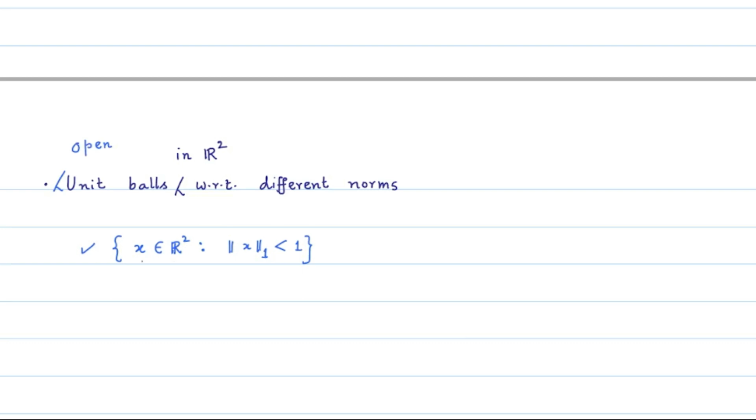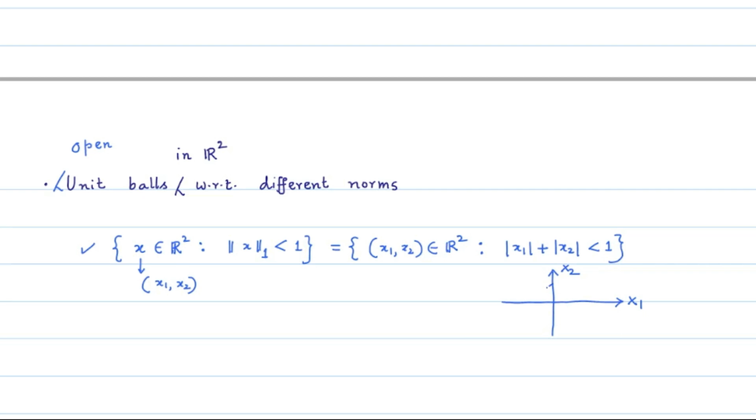When x is in R2, x has two components. Let's suppose x1, x2. Then the definition of the Lebesgue 1 norm gives us this set as the set of points in R2 for which the absolute value of x1 plus the absolute value of x2 is less than 1. Geometrically, this set gives us the set of points in the R2 space strictly inside this rhomboidal region, where these vertices are one unit distance away from the origin.